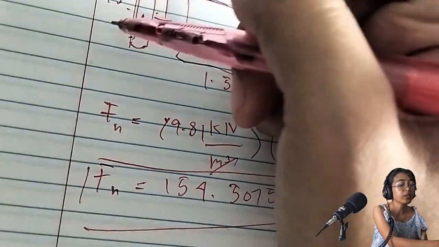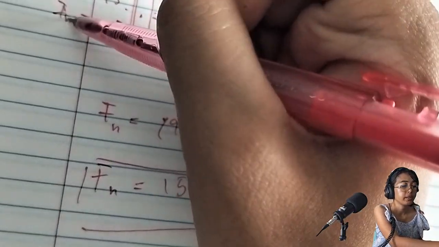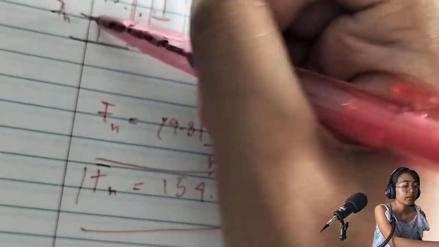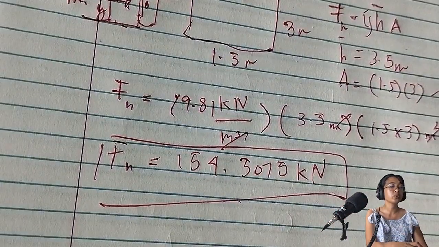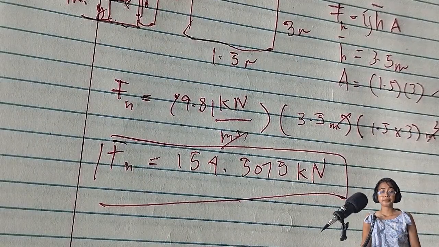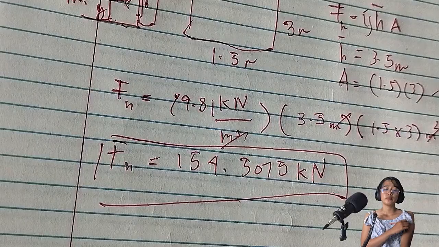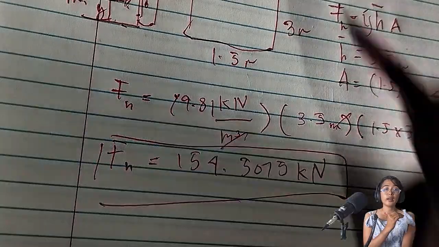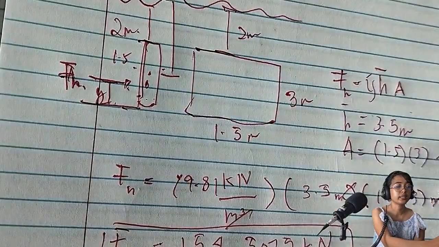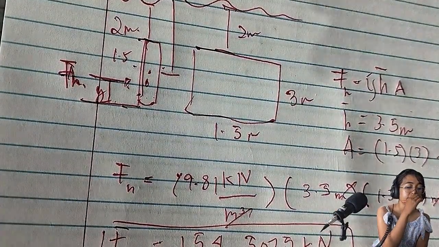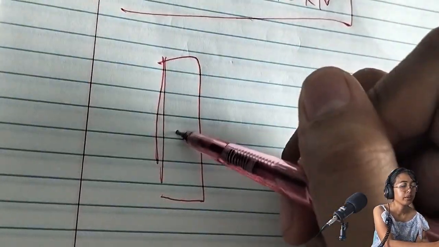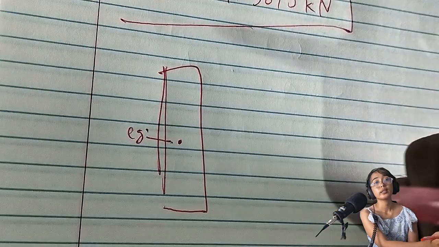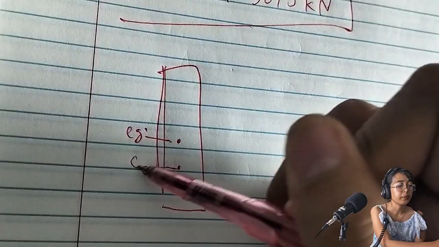Then we were asked for its location from the bottom. So from the bottom, toward our hydrostatic force F_H, we want to find this Y. So what will we use here? We could use the eccentricity. What is an eccentricity? Let me draw it. Here is our CG, the center of gravity, and here is the CP.